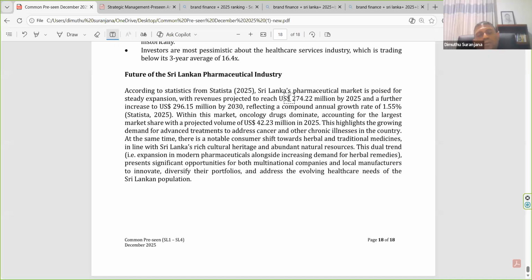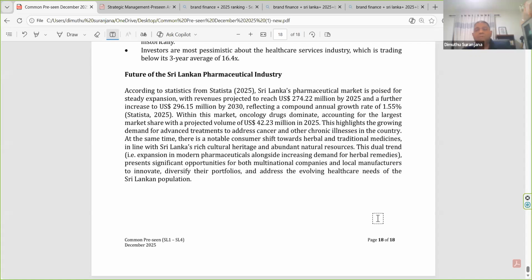Future of the Sri Lankan pharmaceutical industry. According to statistics from Statista, Sri Lanka's pharmaceutical market is poised for steady expansion, with revenues projected to reach $274.2 billion by 2025 and a further increase to $296.15 billion by 2030, representing a compound annual growth rate of 1.5%. So growing, no? From 274 in 2025, we expect it to grow up to 296 by 2030. Growth rate is 1.5%, not a higher growth rate.